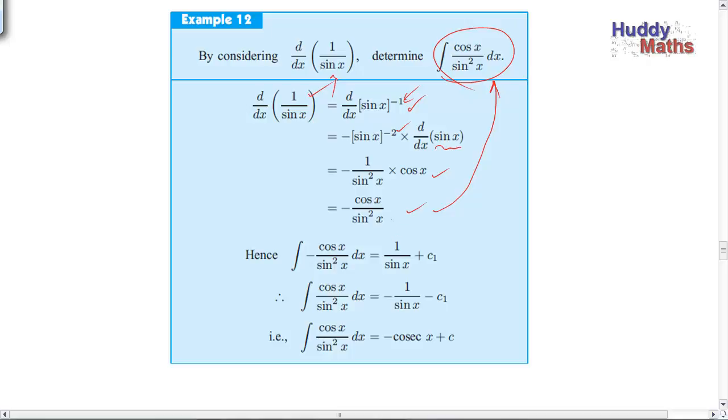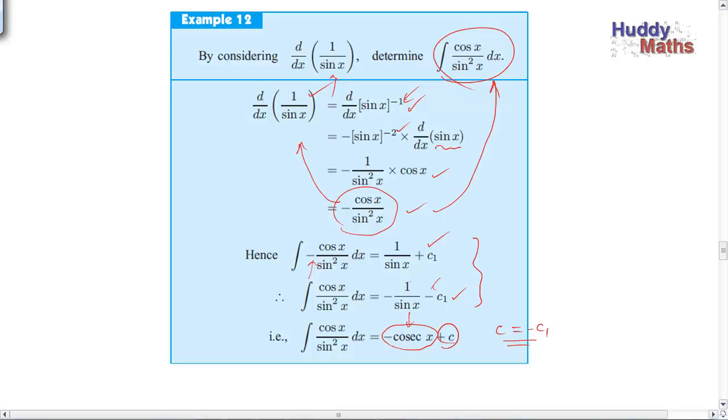So therefore, when we say what is the integral of this, it's 1 on sine x plus c1. And now multiplying both sides by neg 1, it's neg 1 on sine x take c1 if you like. And then we can say 1 on sine is cosec. So this is neg cosec x, and we generally don't put negatives, so just call it c, where c is the negative of c1.